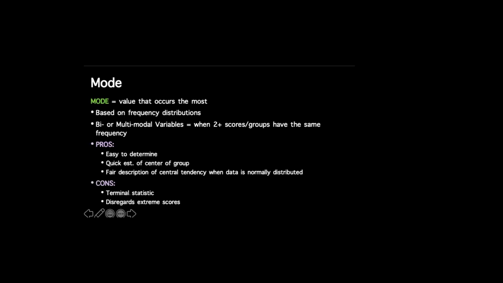So that's where we get our cons. It disregards extreme scores that might actually be outliers, or scores that aren't representative of your actual population. And the con is that it's also not a terminal statistic. Terminal statistics are information that can be used for further statistical calculations. So a mode does not fit this description. Once you have the mode, that's all you could do with it. You can't put it in other calculations past what it actually gives you.